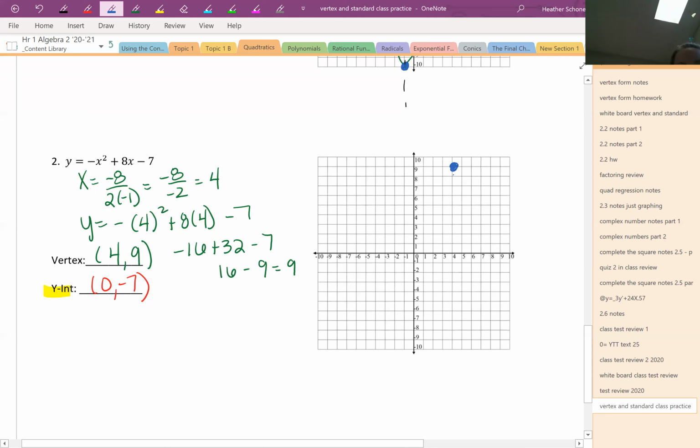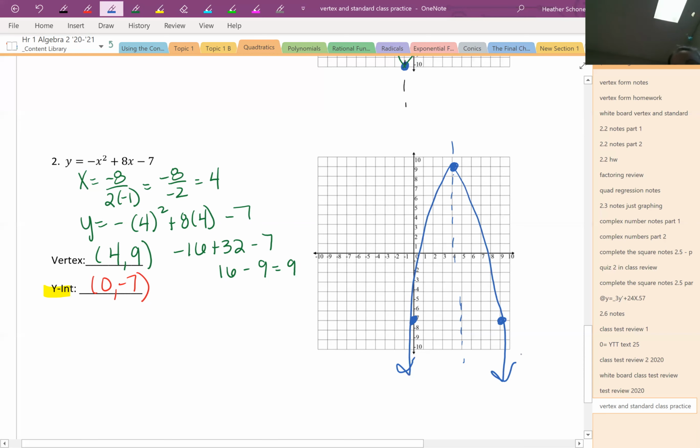Okay, but this one, okay, so I know the axis of symmetry is here. My y-intercept is 0, -7, way down here, but that's okay. Now we know that because this one is 4 to the left, this one has to be 4 to the right to keep it symmetrical. And there is my parabola.